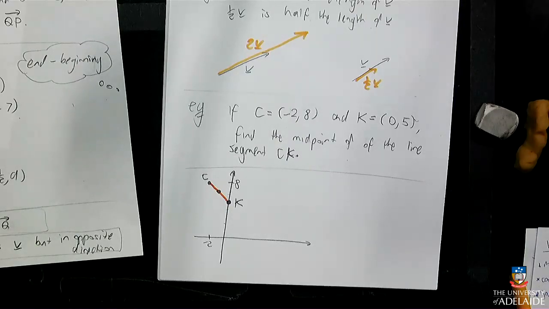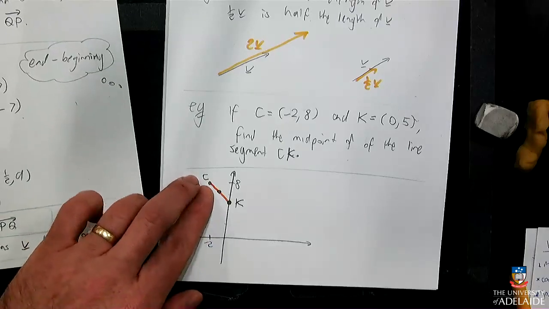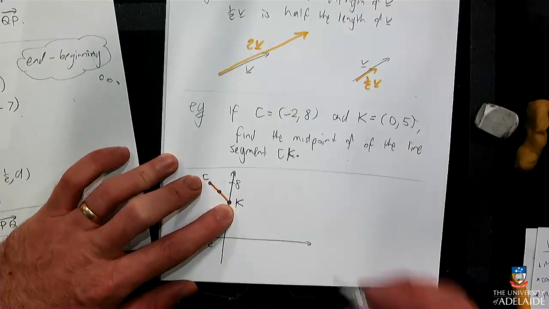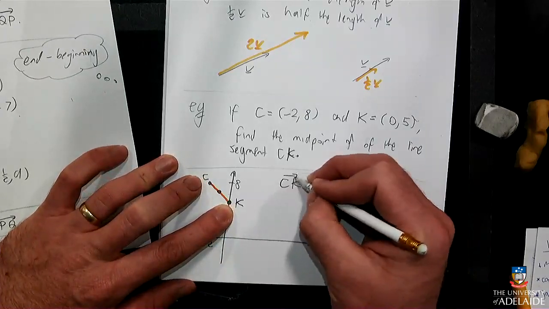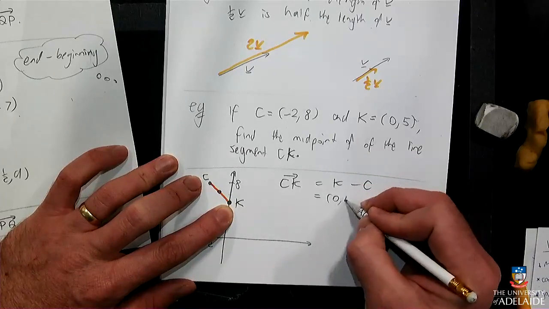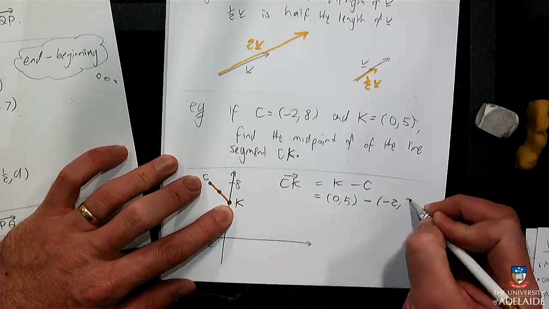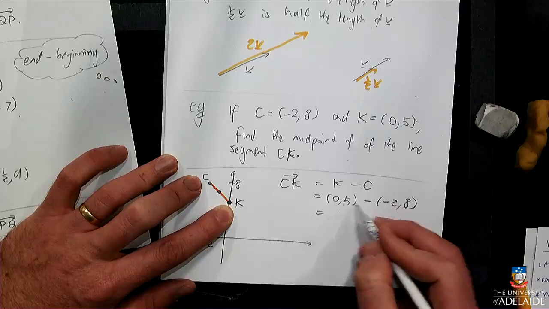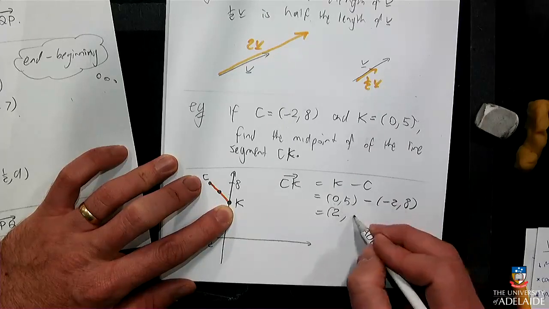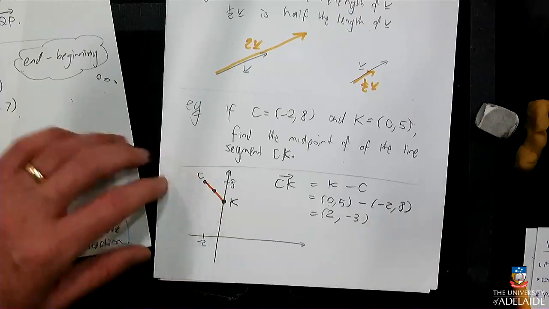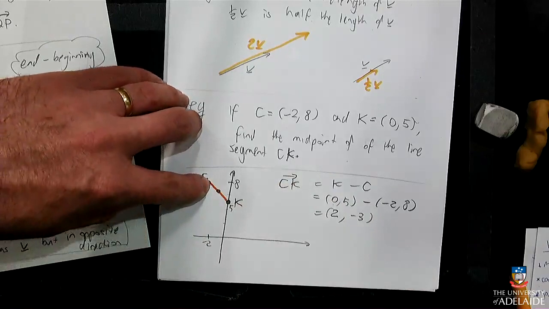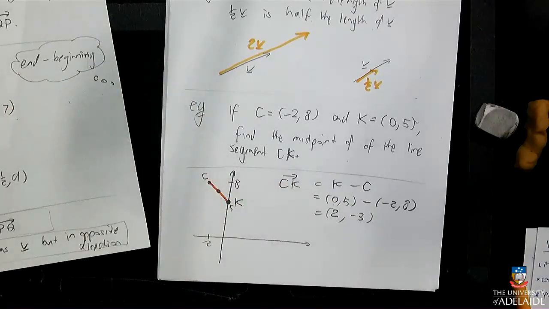Okay, well, let's just think about this. The vector CK, we can figure that out. So CK would be K minus C, end minus beginning, which would be 0, 5 minus 2, 8. So 0 minus negative 2 is plus 2. And 5 minus 8 is minus 3. That makes sense. There's 5 on the axis. It went forward 2 and down 3. Beautiful.